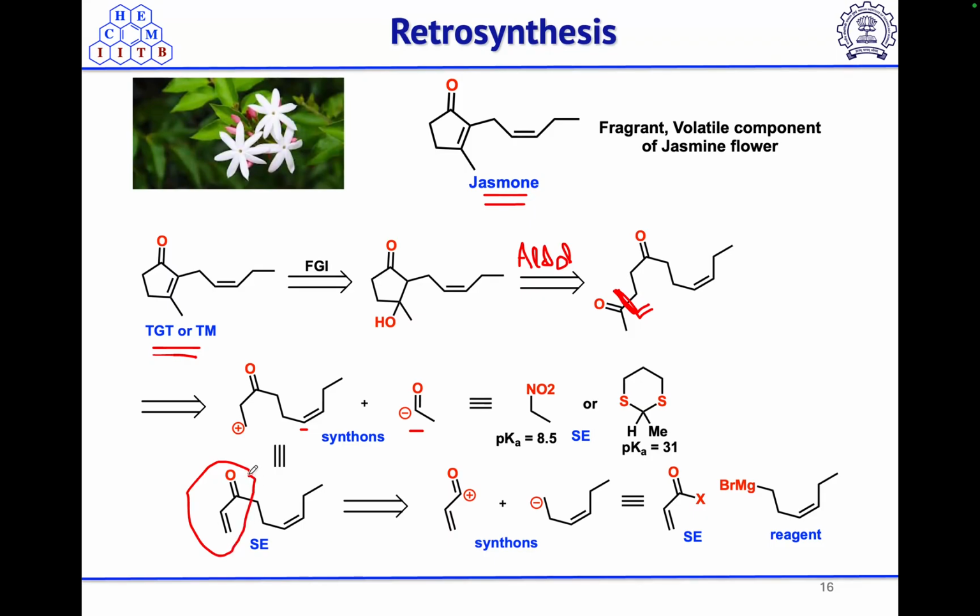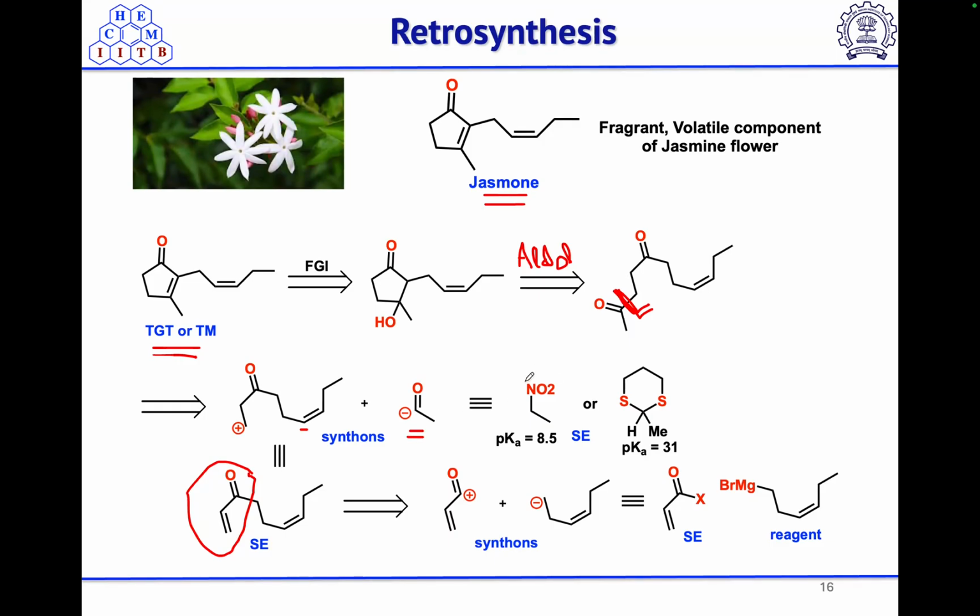So generally the beta carbon of alpha beta unsaturated carbonyl compounds is positively charged. So you get the synthetic equivalent of this acceptor synthon. Now what about this donor synthon? If you see, this is an acylium carbanion. So this is an acylium anion. How can we get this acylium anion?